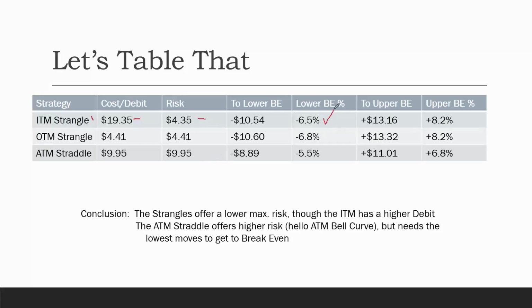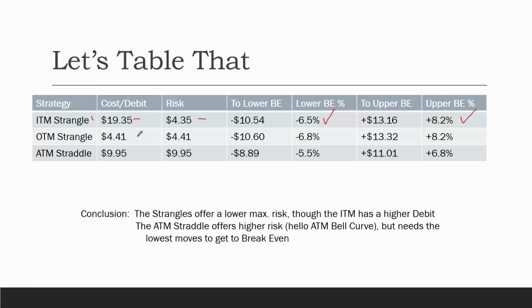We needed about a 6.5% move to the downside to hit break even. Not the profit you're expecting, that's to hit break even, because we know we're going to lose most, if not all, of the extrinsic value in these positions after the event happens. And we need an 8.2% movement, or $13 in the case of Baidu, to get to the upper break even playing this long earnings position.